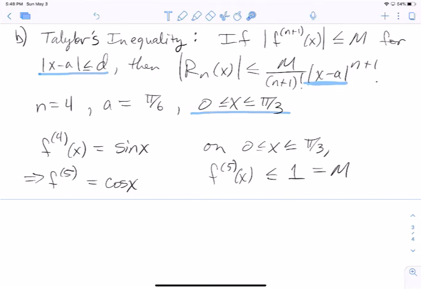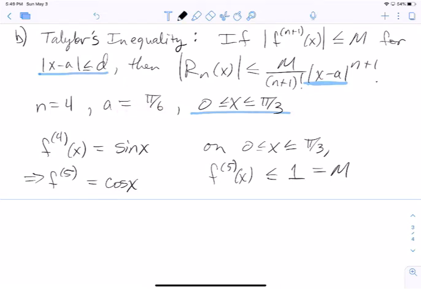Now, comparing this inequality here, 0 less than or equal to x, which is less than or equal to pi over 3, with x minus a is less than or equal to d, where x minus a is an absolute value. The difference between the middle value in the compound inequality, x, and what's inside the absolute value is that the absolute value is x minus a. A is pi over 6.